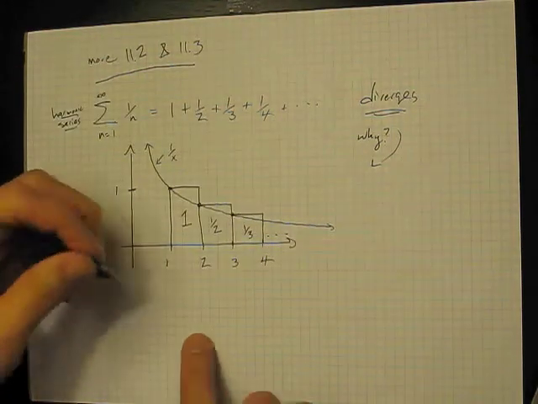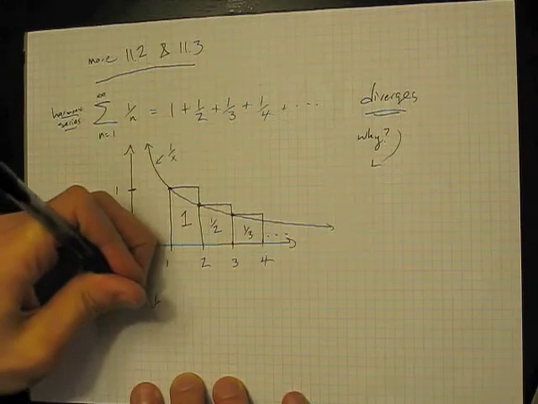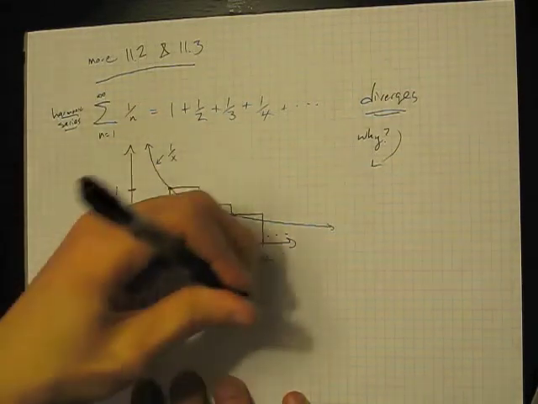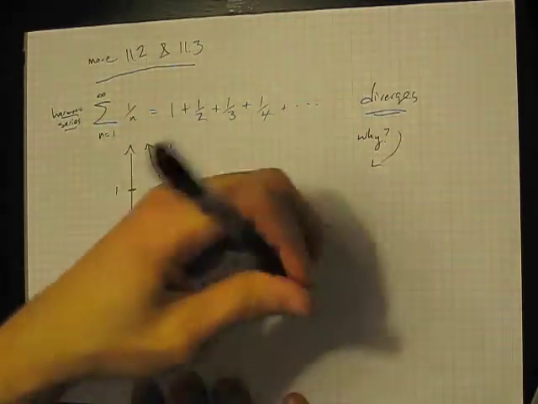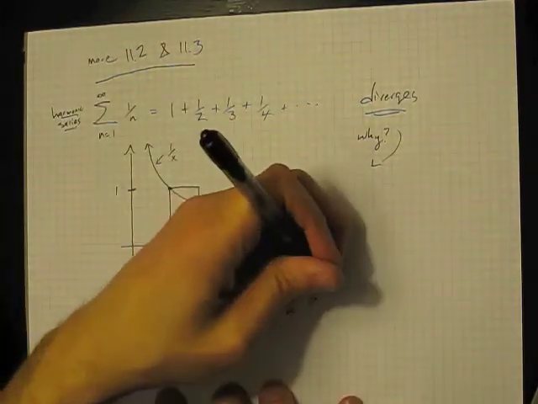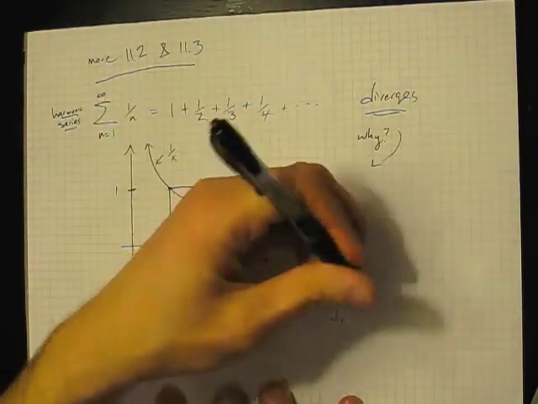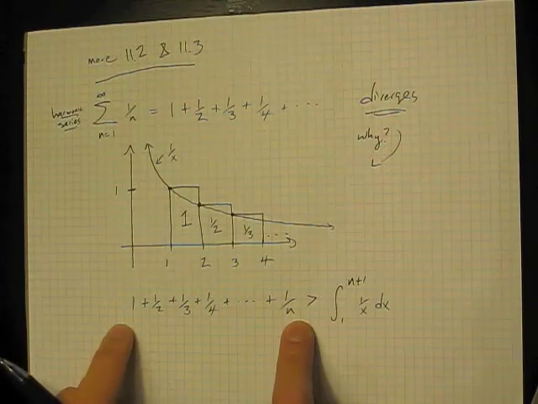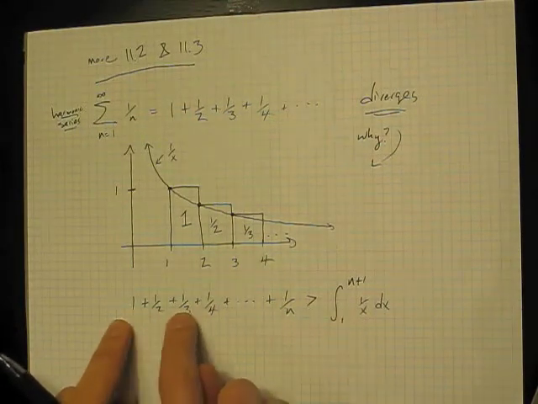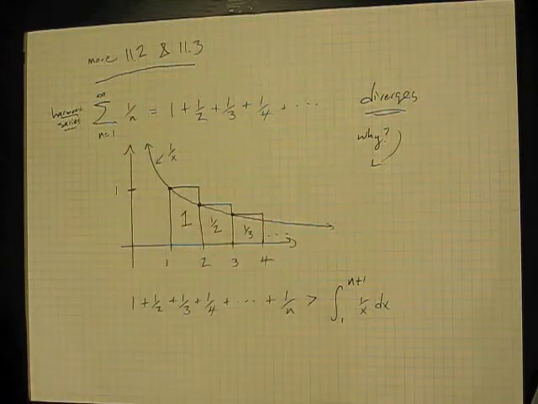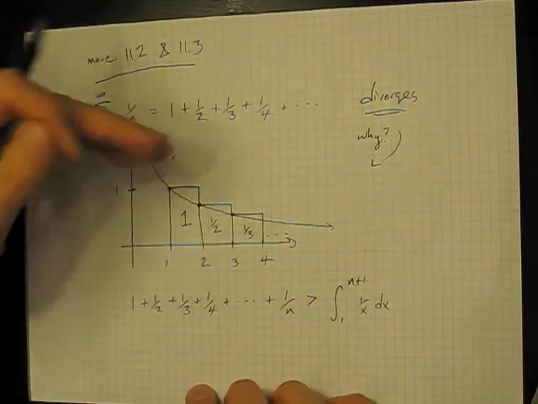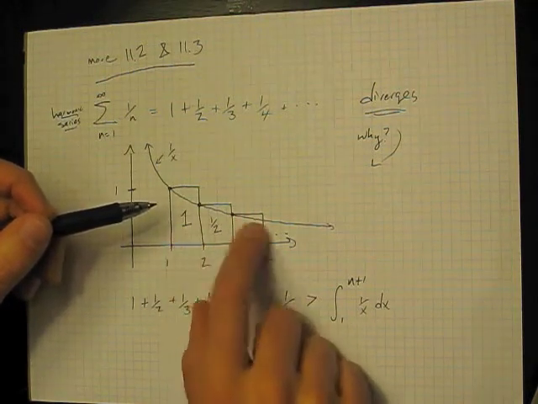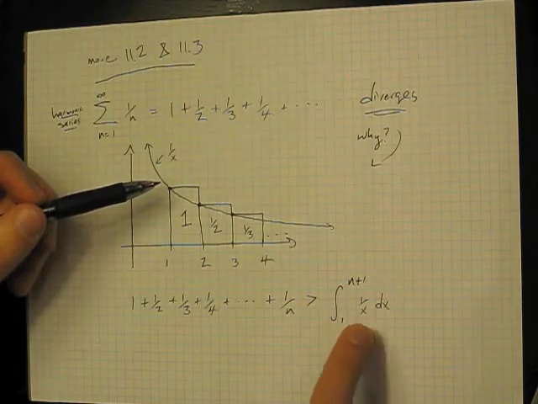If you think about this a little bit, then 1 plus a half plus a third plus a quarter up to plus 1 over n is going to be bigger than the integral from 1 to n plus 1 of 1 over x. Why do I say that this will be bigger? Because these sums will be the sums of these rectangular boxes, and they're all higher than the graph. So this will represent the areas of these boxes, and the area under the graph will be smaller.